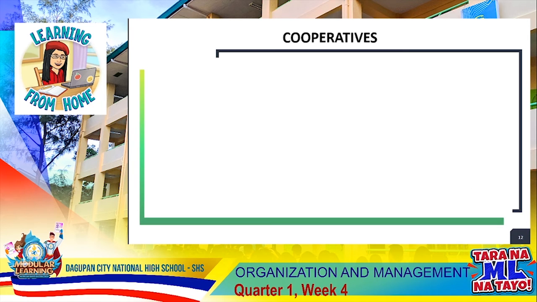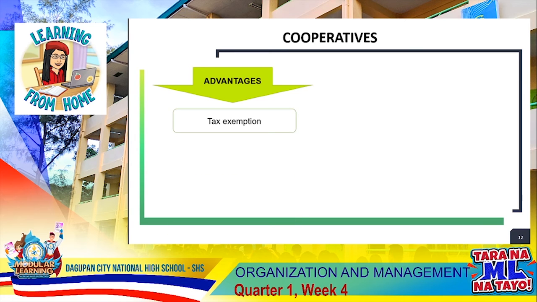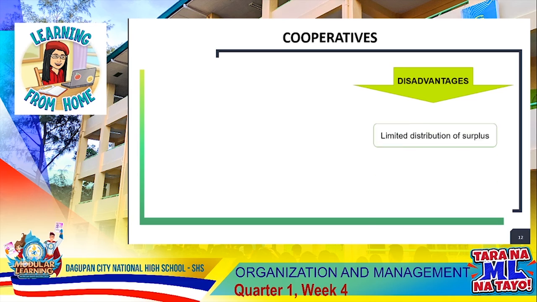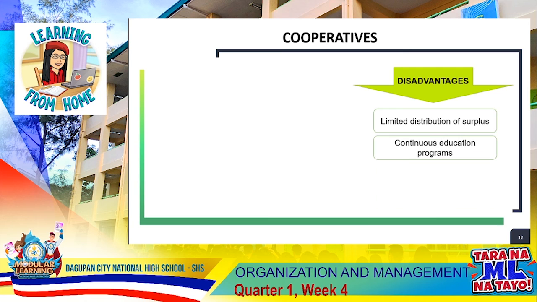The advantages of a cooperative form of business are: the cooperative enjoys certain tax exemption privilege and promotes the concept of sharing resources. While the disadvantages of a cooperative form of business are the following: it has limited distribution of surplus or profits, requires continuous education programs for members, needing the members to be active and direct participation in the business of the cooperative.